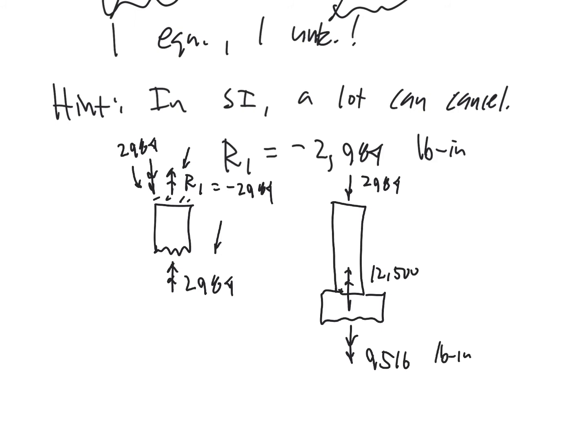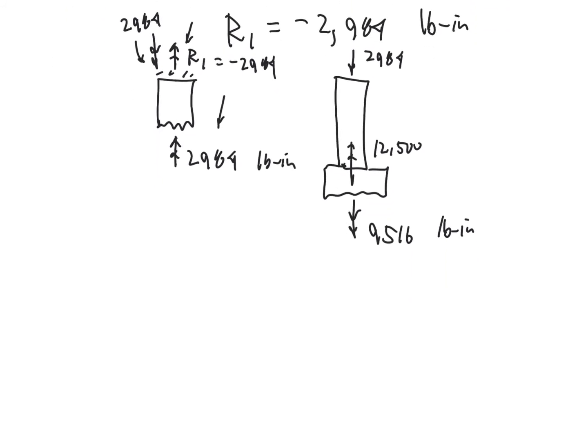These are both in pound inches. So those are the physical directions of our internal torques that we've got here. Now it turns out that for this problem we're not asked to solve for the angle of twist. All we need to do is find the stress in each segment.